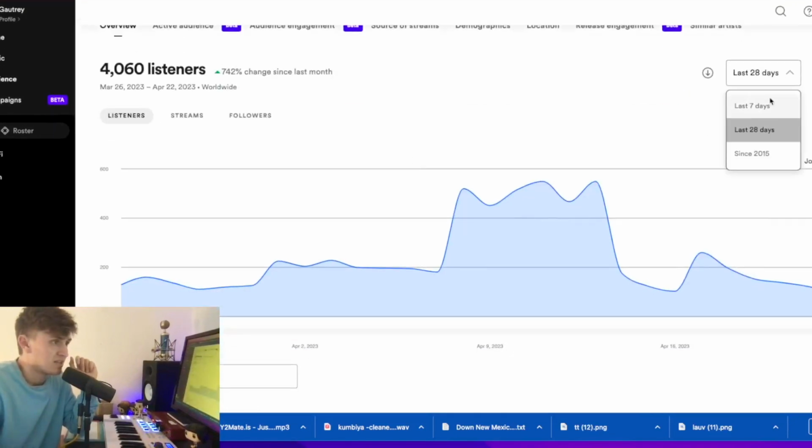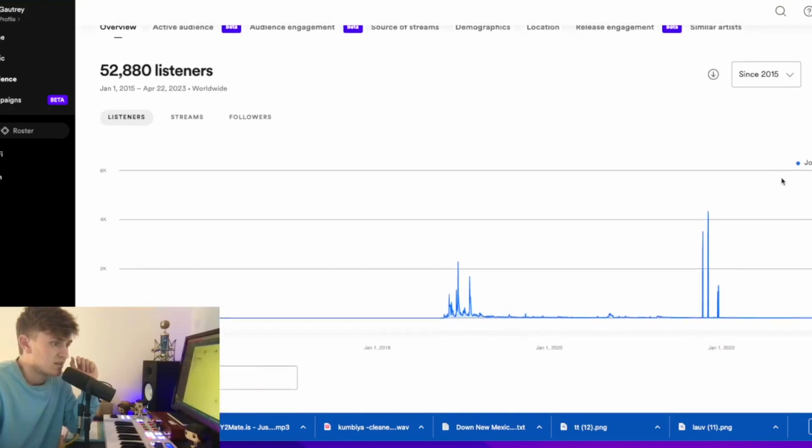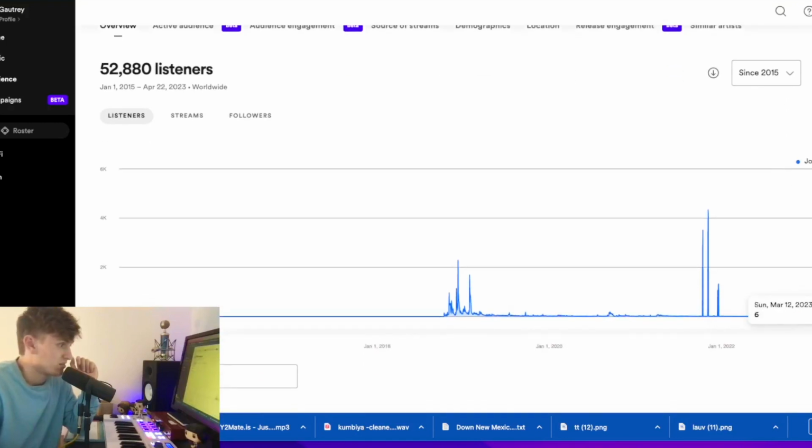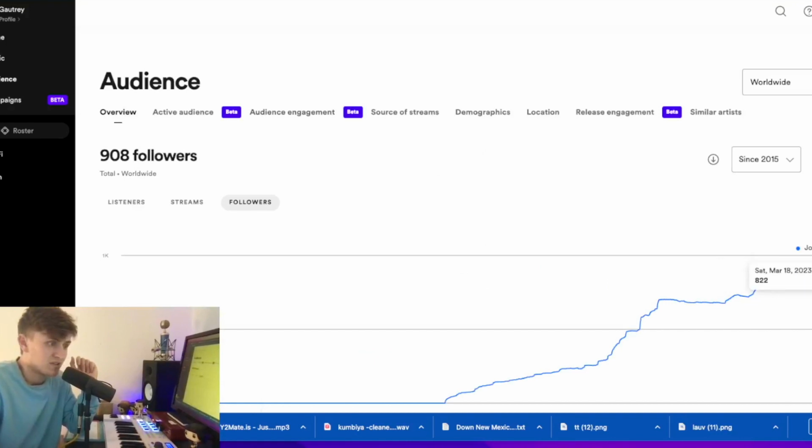So in the past 28 days, we'll see 2015. So you can see the spike here. This is followers. There we go. So this is the result of the campaign. We had around 815 followers before the start of this campaign, and after the Facebook ad campaign stopped, the followers stopped, but we gained nearly 100 followers on Spotify.